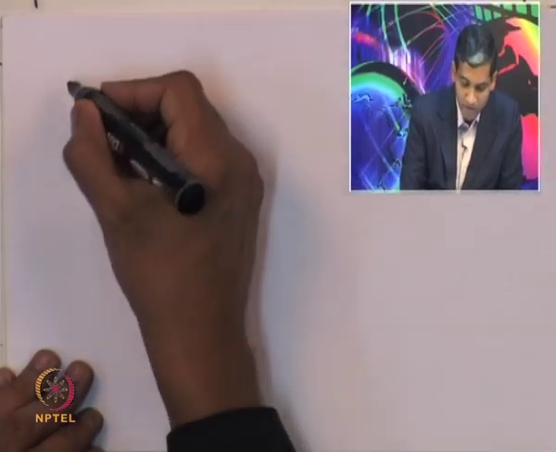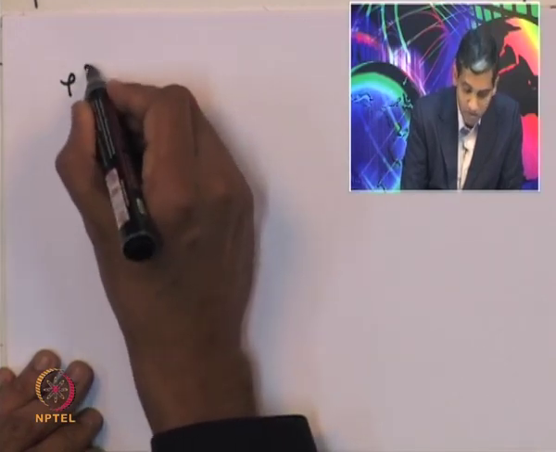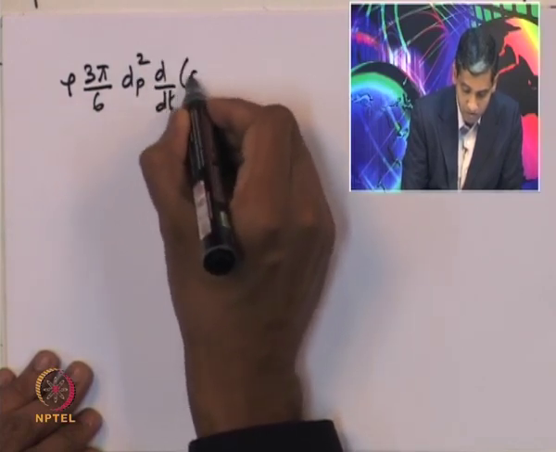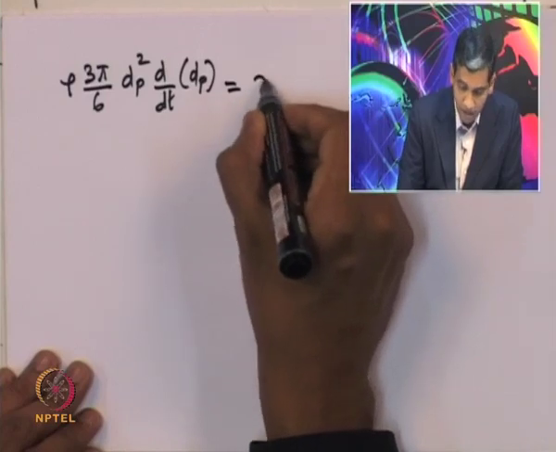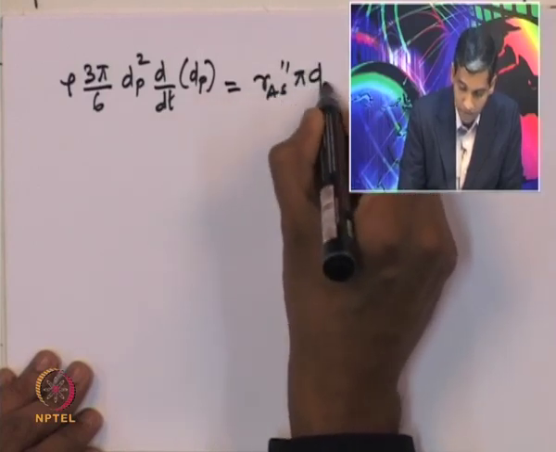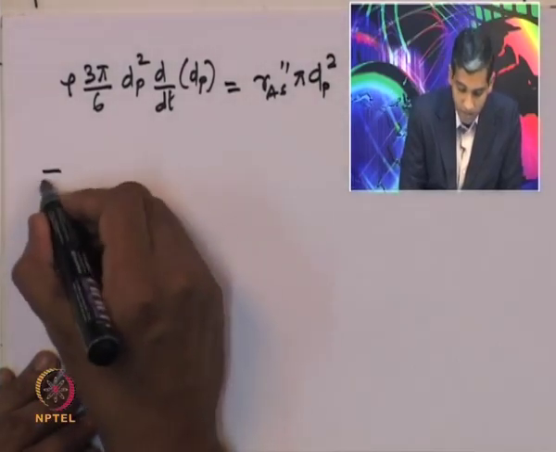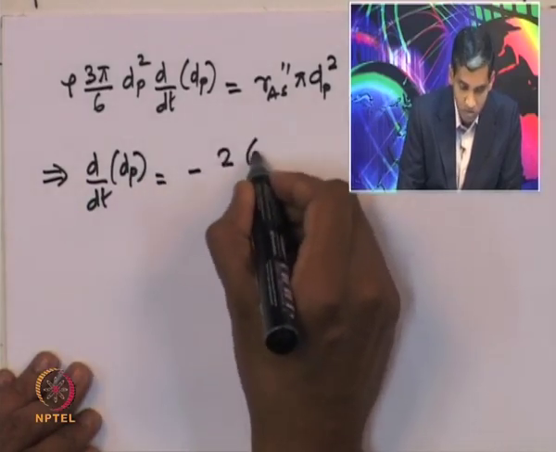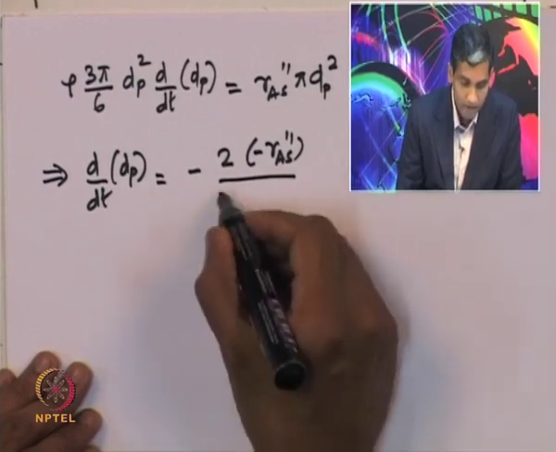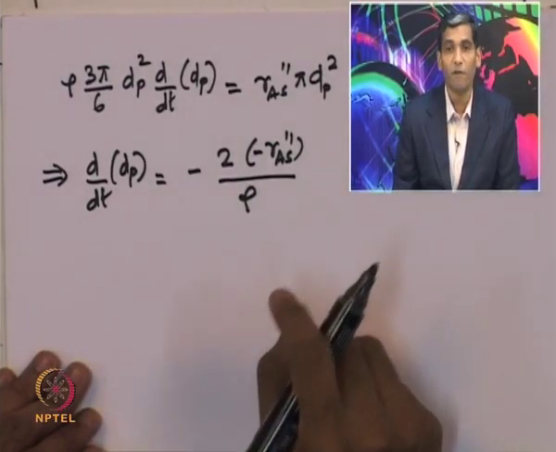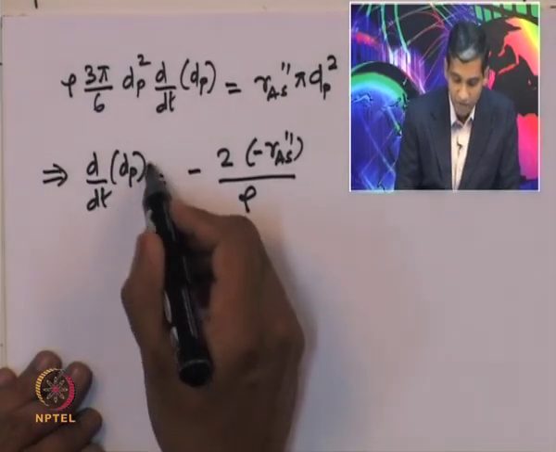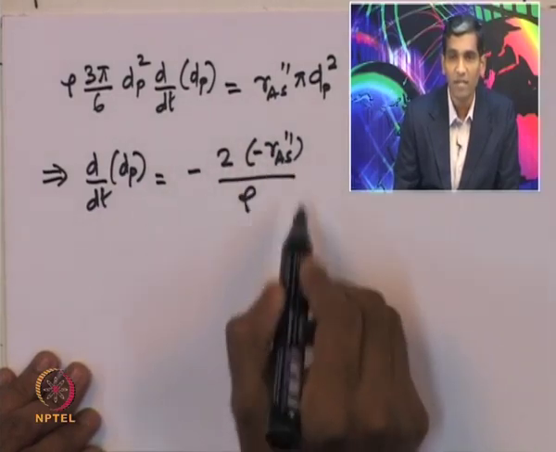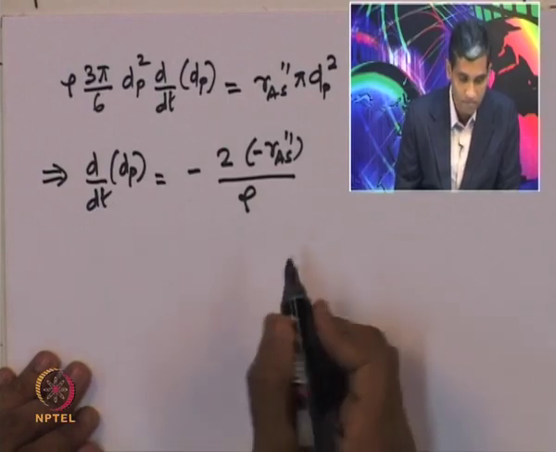Now this equation can be further simplified as rho times 3 pi by 6 times dp squared times the rate of change, equal to RAS times pi dp squared. So this can be simplified as d by dt of dp equal to minus 2 times minus RAS double prime divided by rho. That's the expression for the rate of change of the diameter of the drug particle as a function of time, and how it is related to the surface reaction rate and the density of the particle.